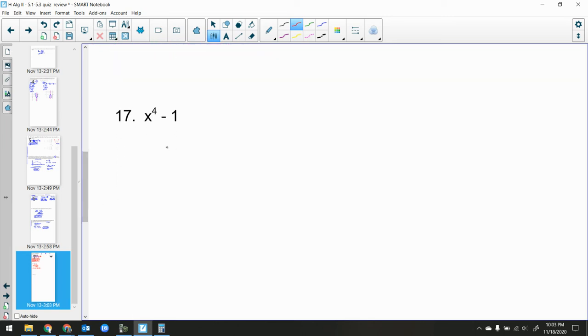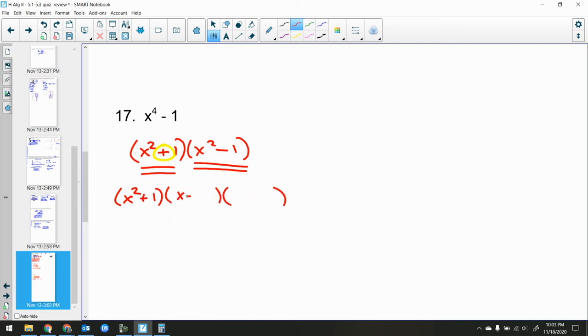And then our last one here. It's only got 2 terms and there's no GCF, so it better be a difference of squares. And it is. This is an x squared plus 1, x squared minus 1. Notice that this is not a difference of squares, but this one is. So this first stays, and it's not a difference of squares because, well, it's not a difference. So that first one stays exactly as it is. But the other one factors down into x minus 1, x plus 1, and that's it.